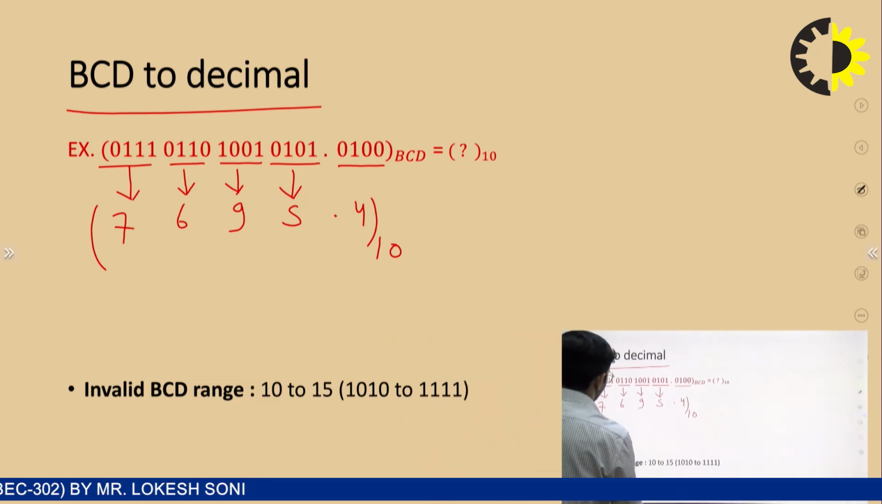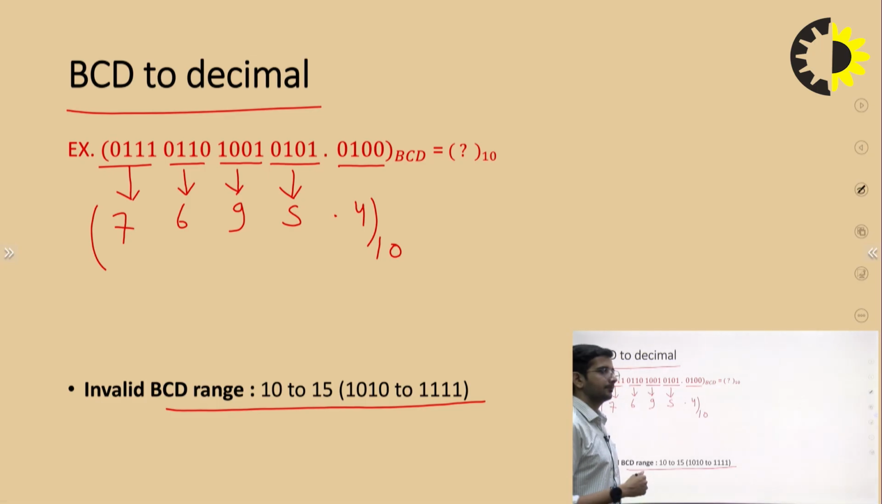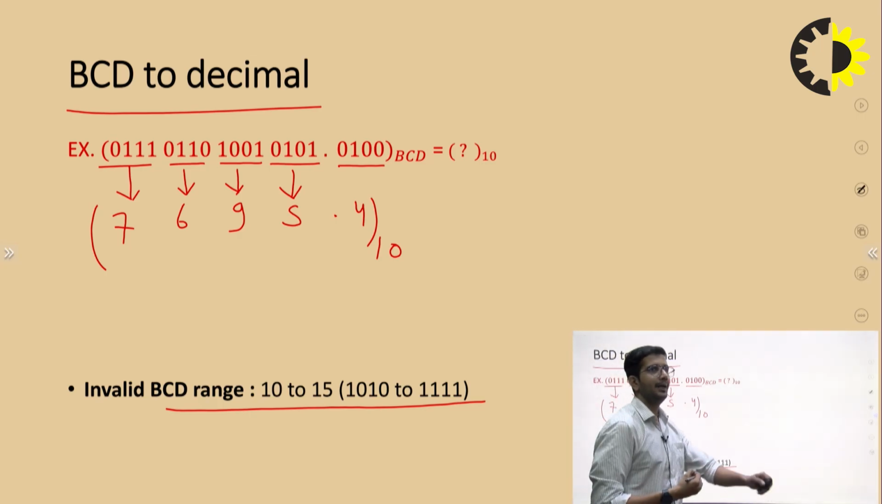As I mentioned earlier, the invalid BCD range is from 10 to 15, 1010 to 1111. So if any number is given in this range, this is an invalid BCD. We can't represent it by simply a 4-bit binary equivalent.